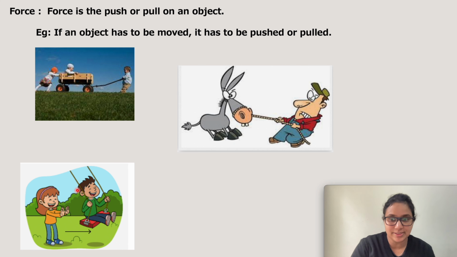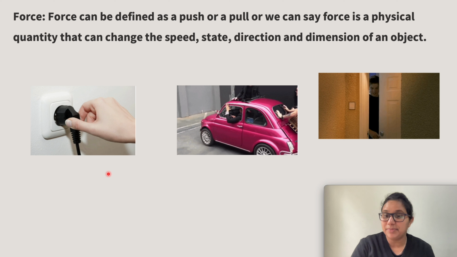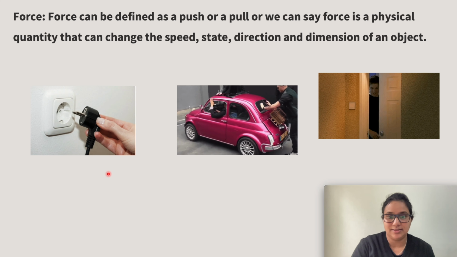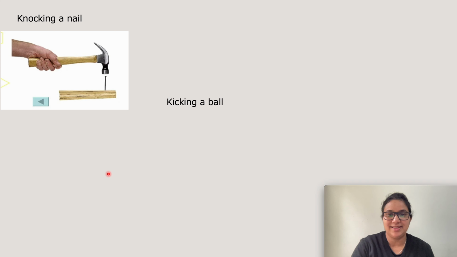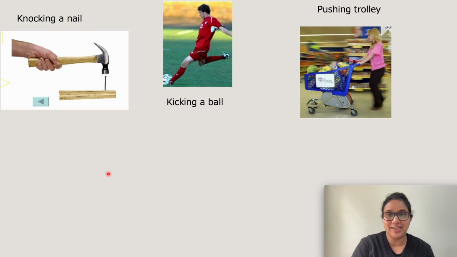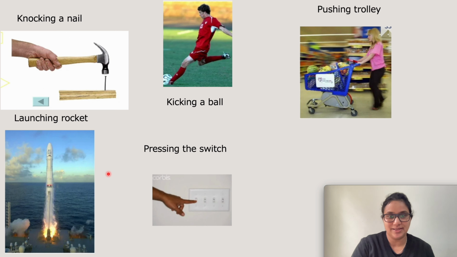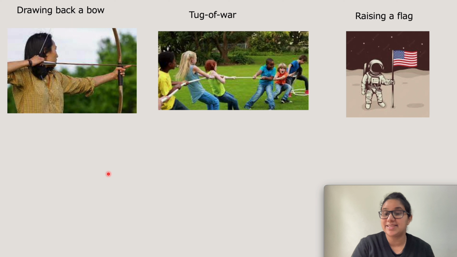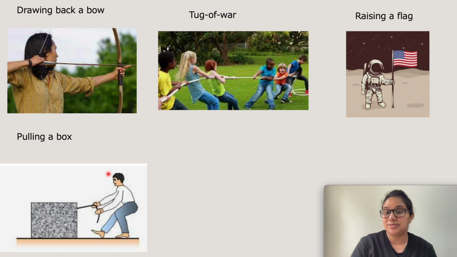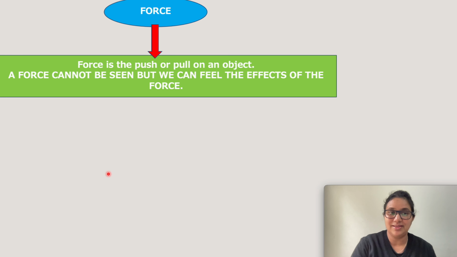So every day we experience forces in different ways, right? There are many examples that you can see here. Pushing a car, opening the door, knocking a nail, kicking a ball, pushing a trolley, launching a rocket, pressing the switch, drawing back a bow, tug of war, raising a flag, pulling a box. So these are all examples of forces. So force can be a push or pull of an object which can change the state of an object.